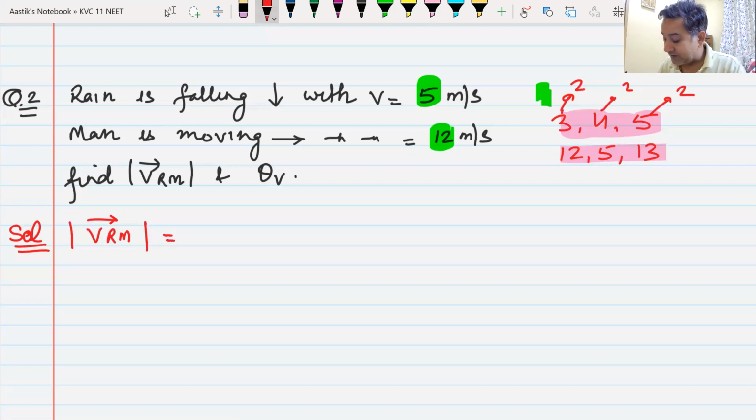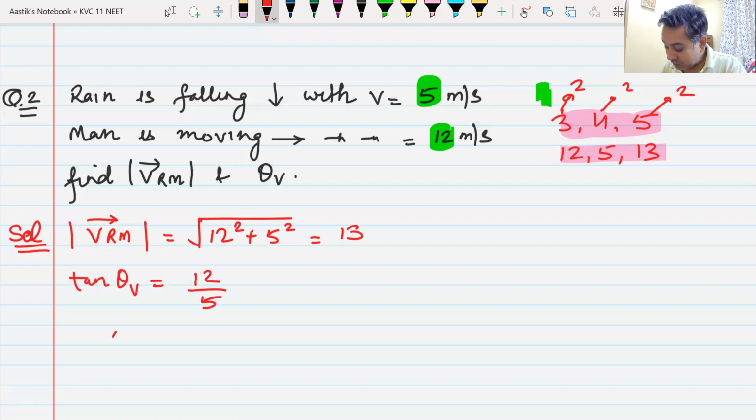So velocity of rain with respect to man will be under root of 12 square plus 5 square. You must remember that it is 13, yes or no? Yes, sir. Then you have to find tan theta with the vertical. That will be 12 by 5. So theta with the vertical is tan inverse 12 by 5.